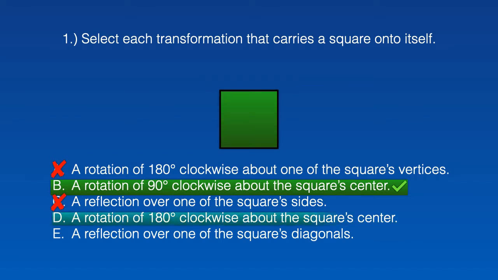So there's the square's center. If we rotate it 90 degrees and then 90 degrees again, the square ends up looking the same. So that one is correct.